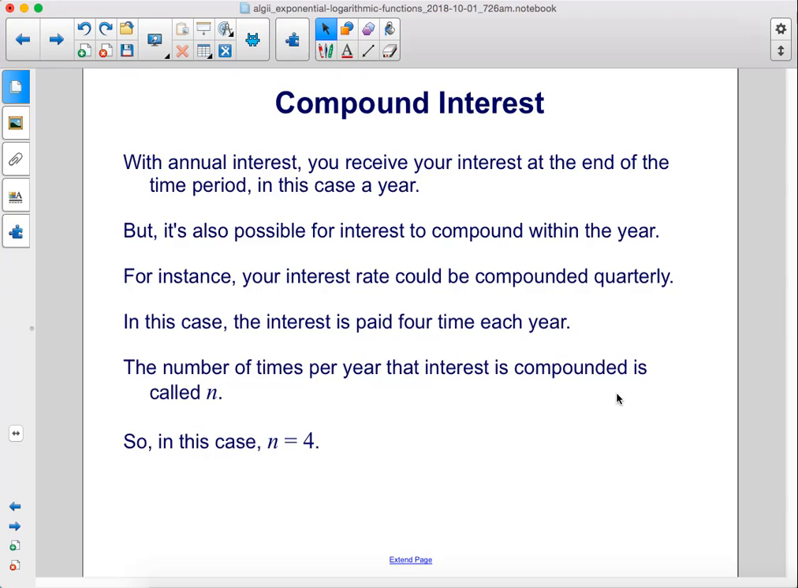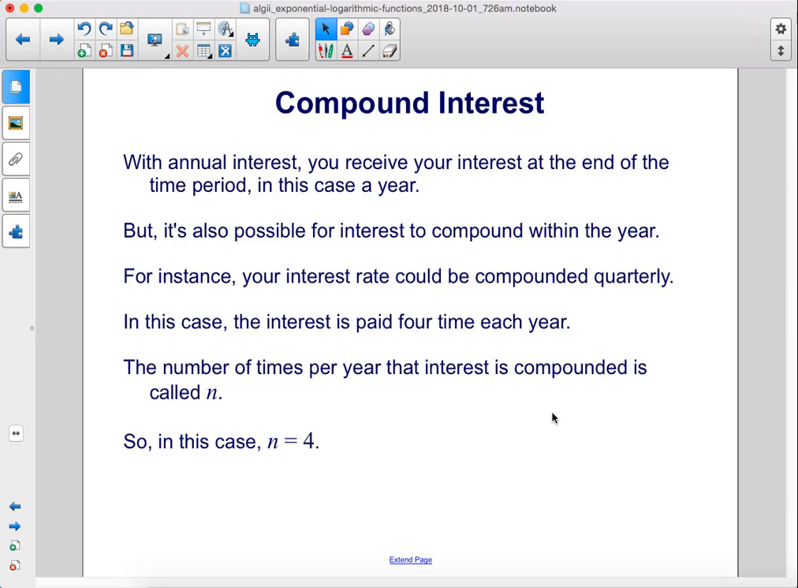With annual interest, you receive your interest at the end of the time period, in this case, a year. But it's also possible for interest to compound within the year. For instance, your interest rate could be compounded quarterly. In this case, the interest is paid 4 times each year.